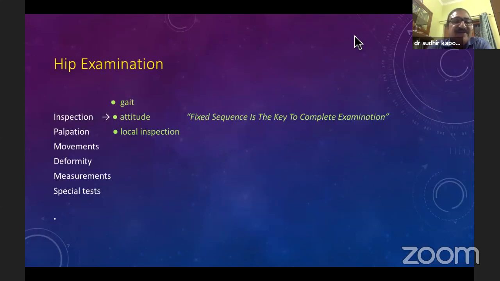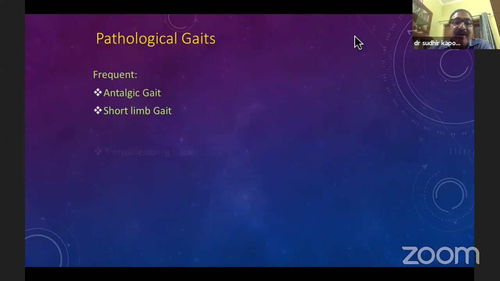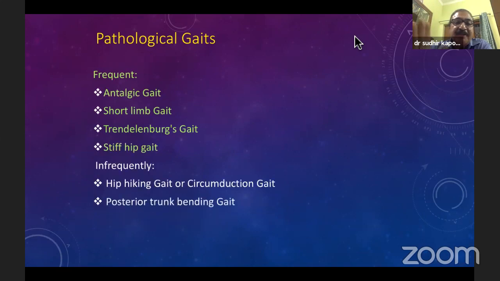Well, the sequence is, as you must be seeing on your screens: inspection, palpation, movements, deformity, measurements, and special tests. I'll proceed according to this plan only. I'll not go into any details of the gait since Dr. Sumit is already covering it. Since it is relevant, I'll simply mention these important pathological gaits which happen in hip joint disease. I'm not discussing any details, just a few seconds of clips for everyone.